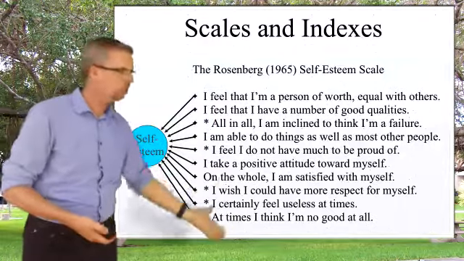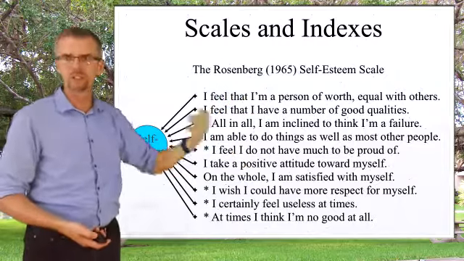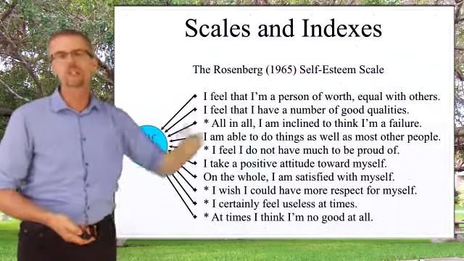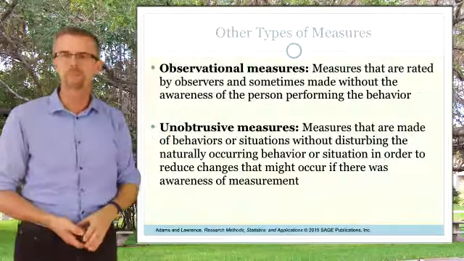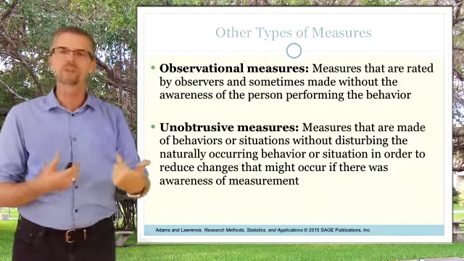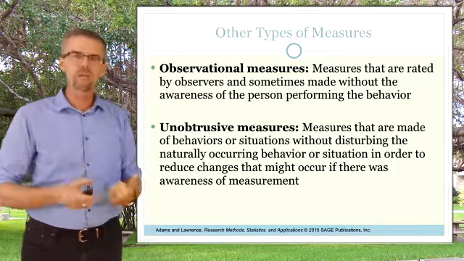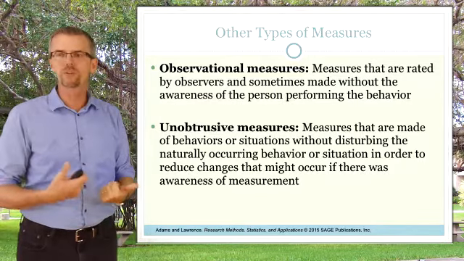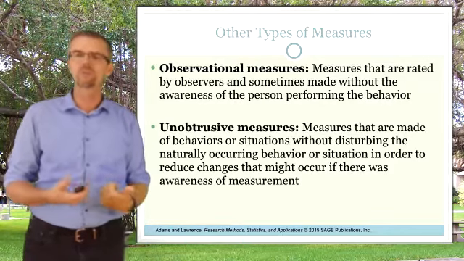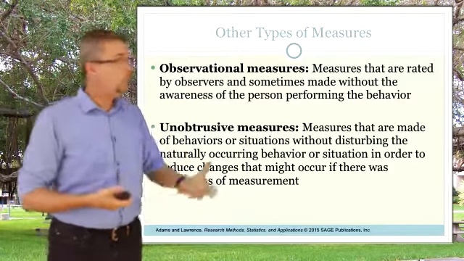So this is how you come up with constructs. These are actually 10 different constructs. And taken together, these have been shown to reliably and validly measure self-esteem. Observational measures are measures that are rated by observers, and they're sometimes made without the awareness of the person performing the behavior. Unobtrusive measures are measures that are made of behaviors or situations without disturbing the naturally occurring behavior or situation, in order to reduce changes that might occur if there was awareness of measurement. This is really tough to do.